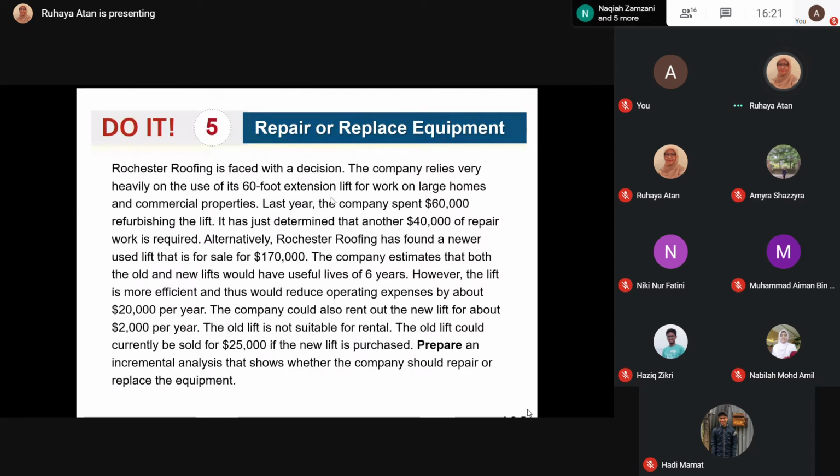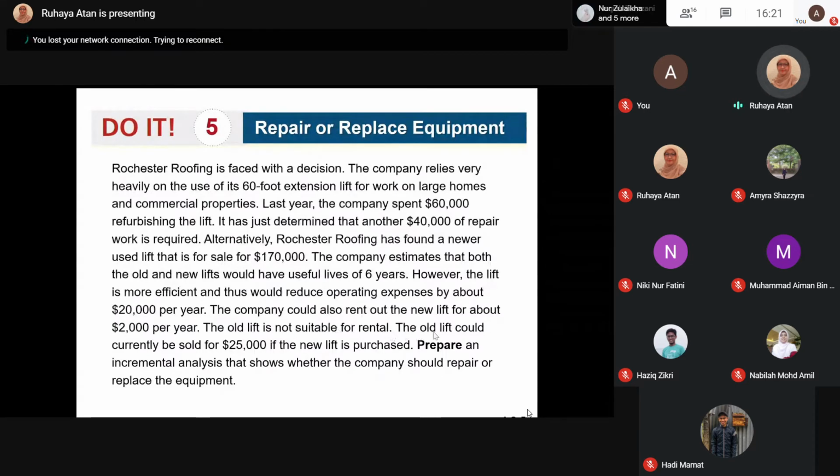These lifts normally are very useful when you're doing the job. Otherwise, sometimes you can rent them out to other people if they want to use them, and you are not using them. So if the company rents out the new lift, they can get about 2,000 per year, and the old lift is not suitable for rental. So there is an additional income if they buy the new lift.